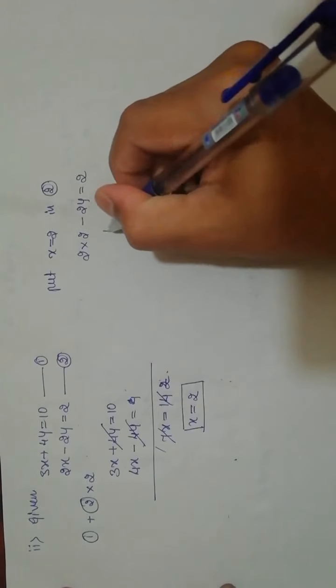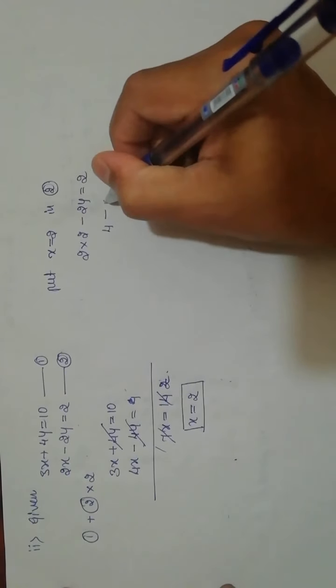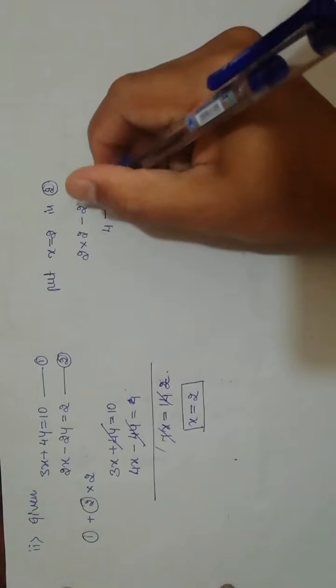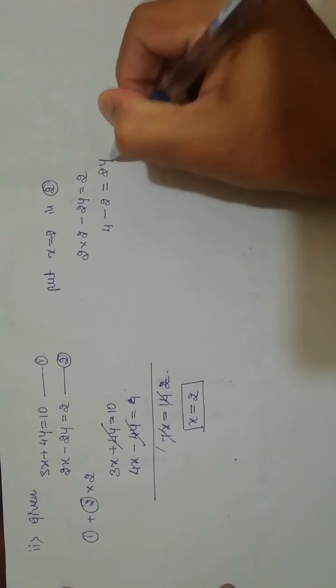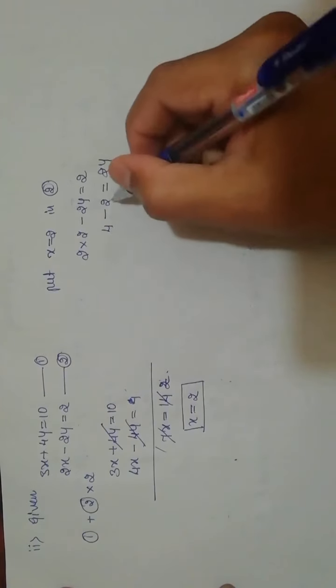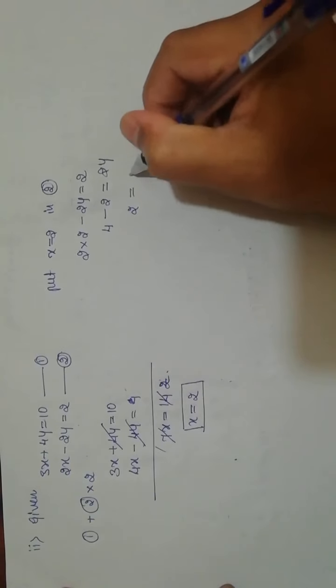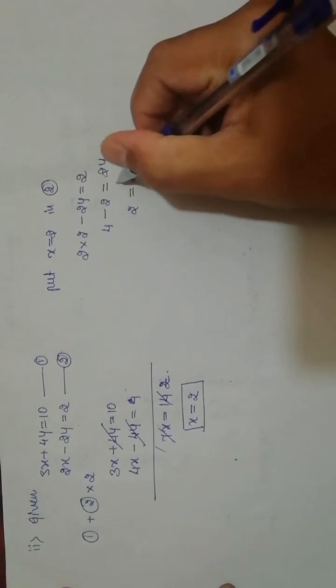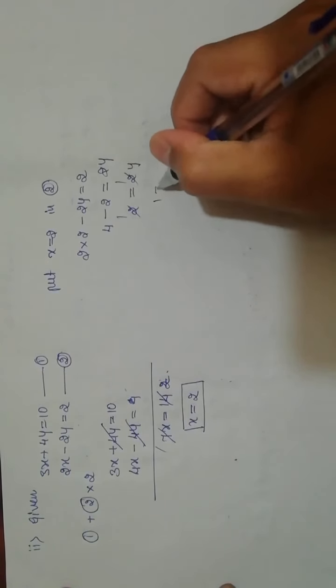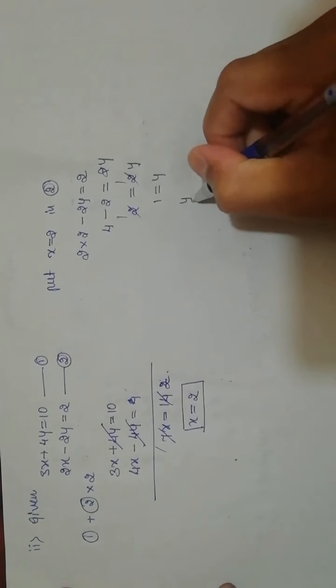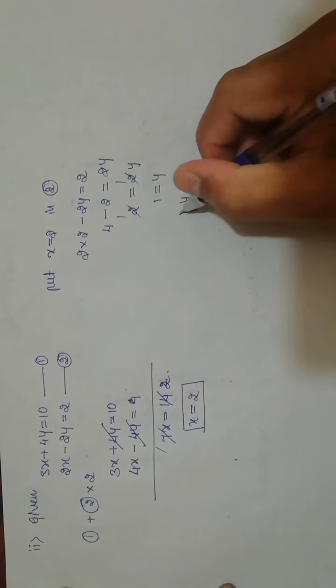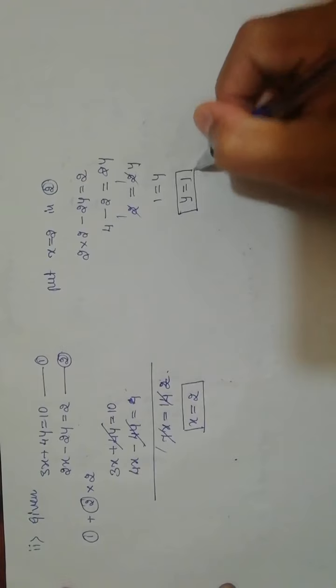Simultaneously 2 into 2 will become 4. On shifting this one towards the LHS, it will become minus 2. On shifting this one towards the right side, it will become 2y. So 4 minus 2 means it will become 2, which is equal to 2y, and you can cancel the 2s: 2 ones are 2, 1 is equal to y, or finally y is equal to 1. So this is the required value for y.